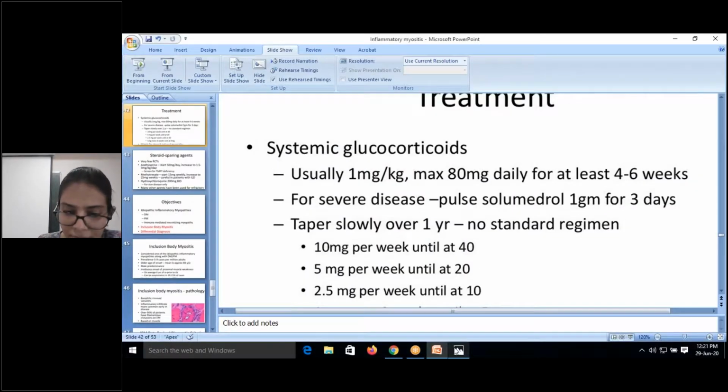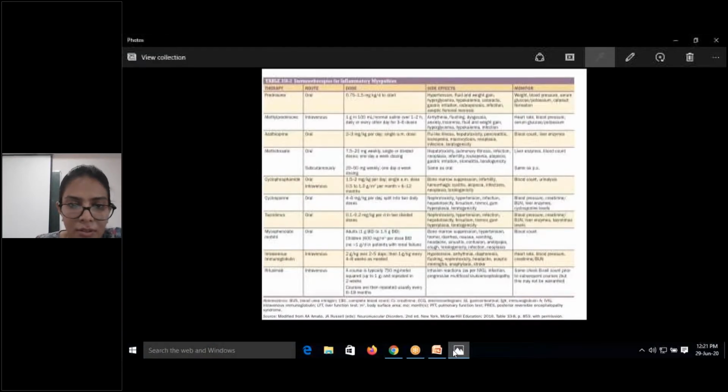So did you follow? So what are the different types of treatment modalities we use? Either you can prefer the steroids or you can prefer the immunosuppressive treatment.